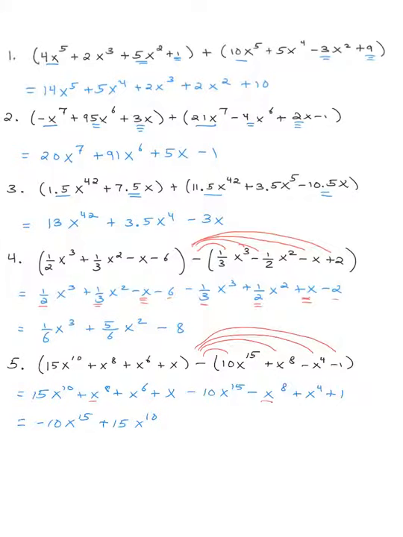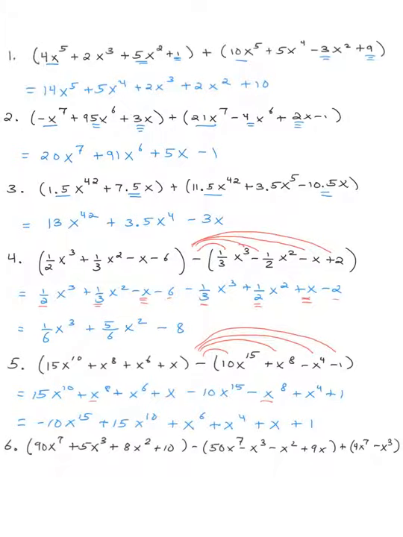I won't write it. Going down to the next exponent would be an x to the 6th. There's only one of those. Then we have an x to the 4th. Again, there's only one of those. There's an x to the 1st power, and yet again, one of them. And then a plus 1 at the very end. And this is the difference of these two polynomials.